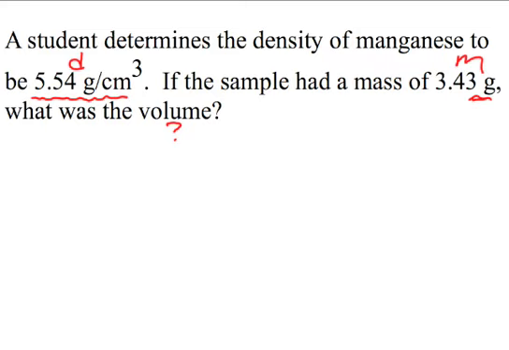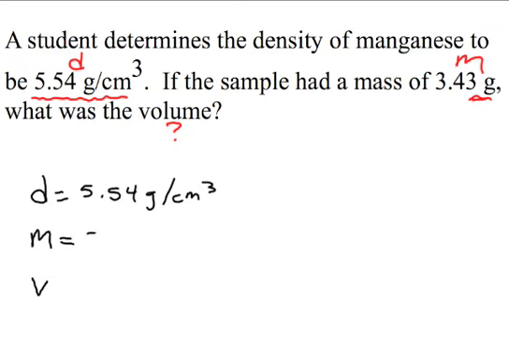Okay, so now that we know what we have, let's make a list of our variables. We've got D, M, and V, density, mass, and volume. And we know that the density is equal to 5.54. So let's write that here, 5.54 grams per centimeter cubed. We know that the mass is equal to 3.43 grams. And the volume, we're not sure about. That's what we're solving for. So let's put a question mark here.